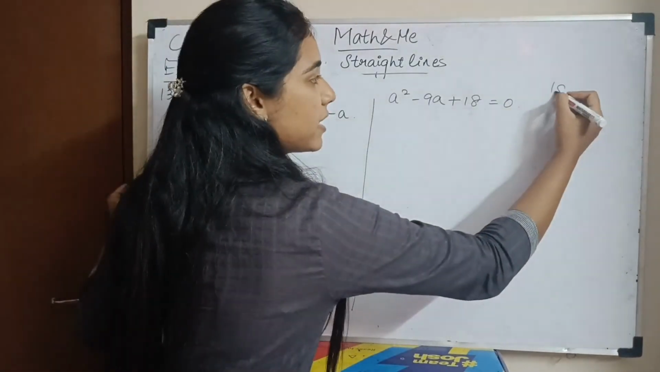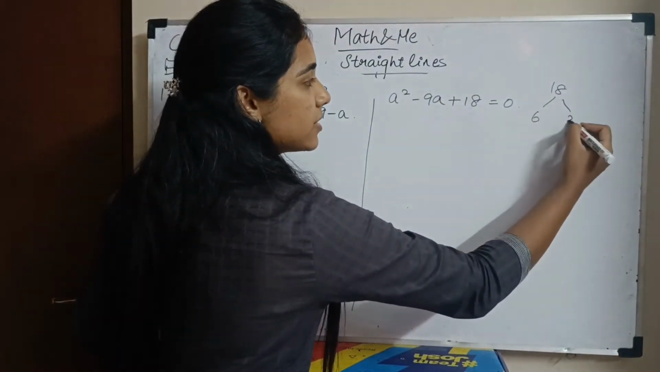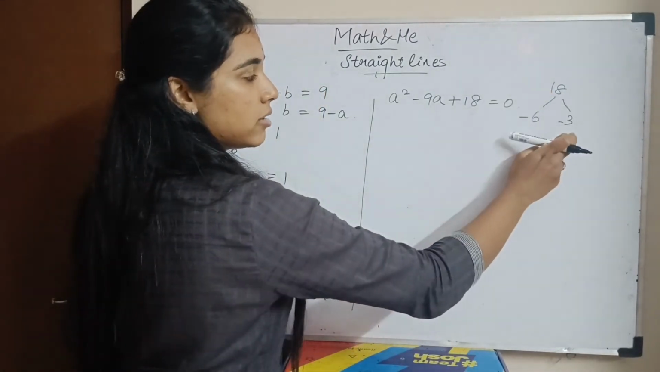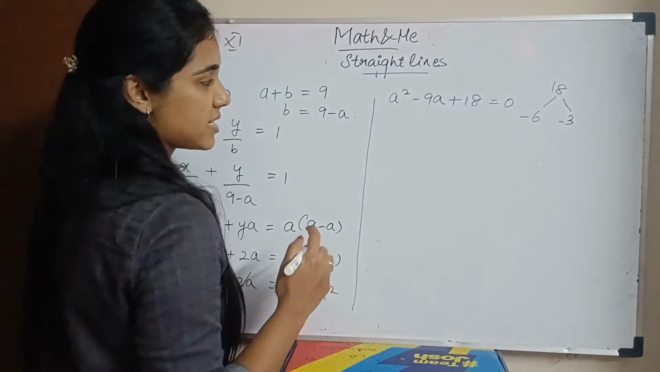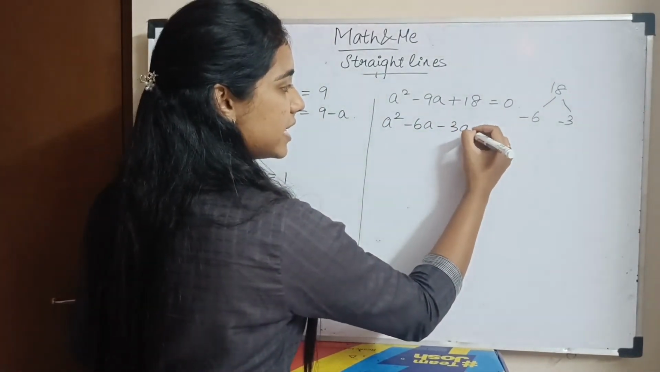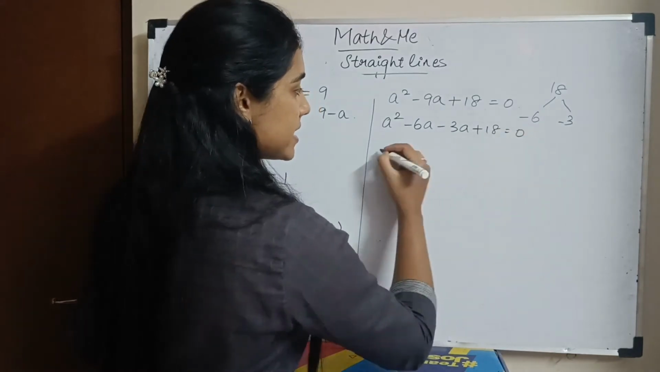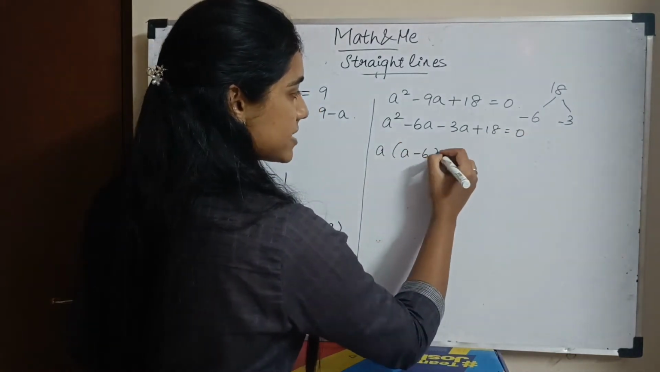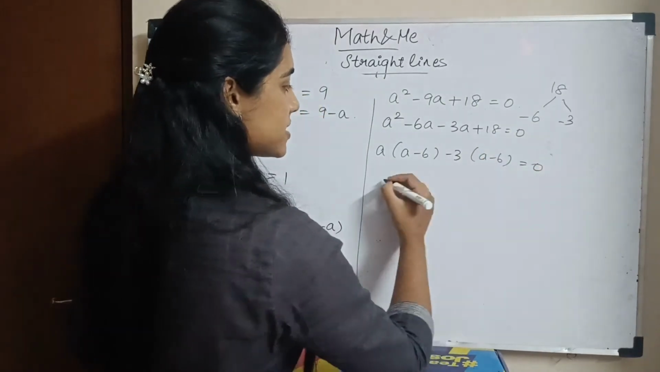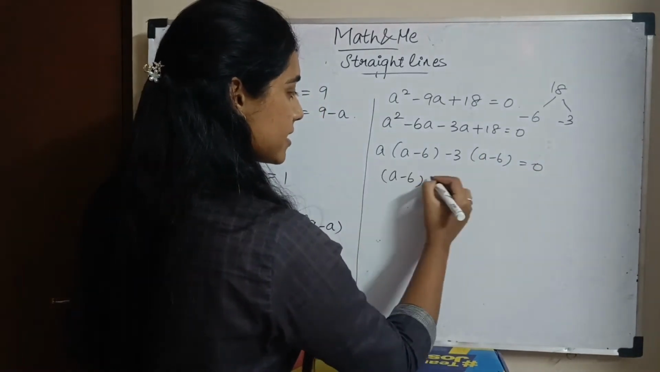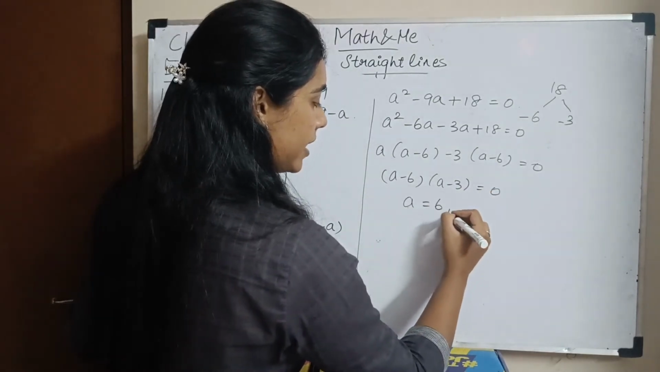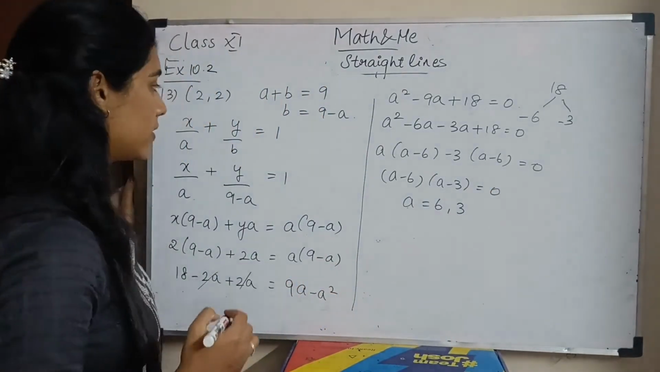So by splitting the middle term, 6 and 3 are the numbers. The product is 18 and the sum is minus 9. So I have A square minus 6A minus 3A plus 18 equals 0. A (A minus 6) minus 3 (A minus 6) equals 0. So (A minus 6) times (A minus 3) equals 0. So the value of A is either 6 or 3.